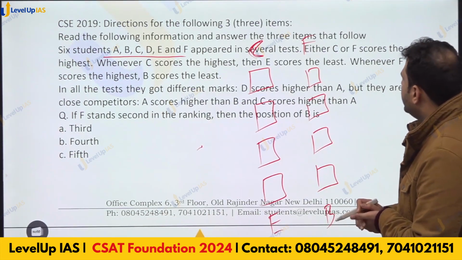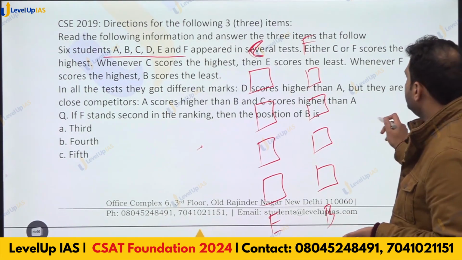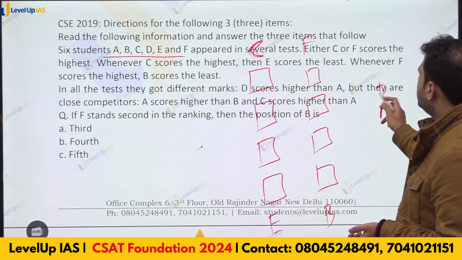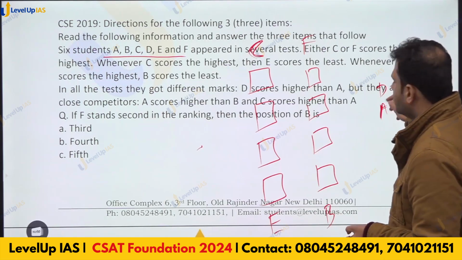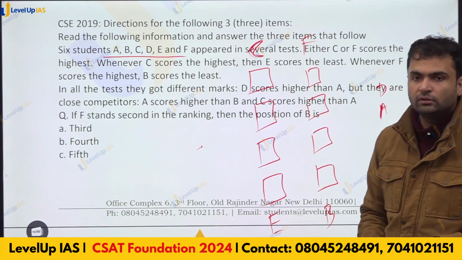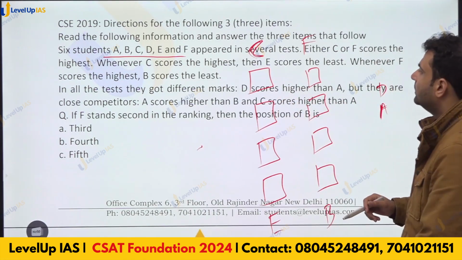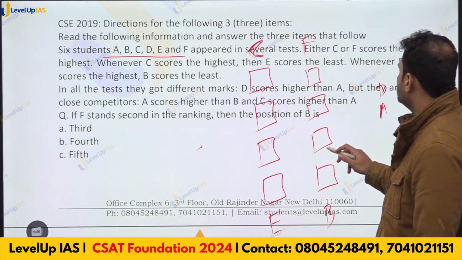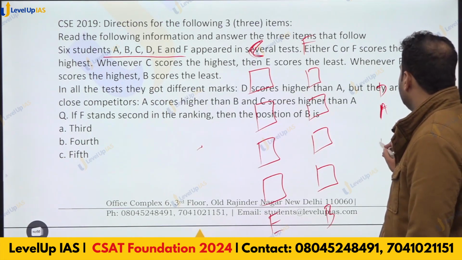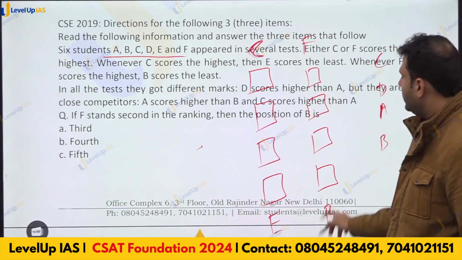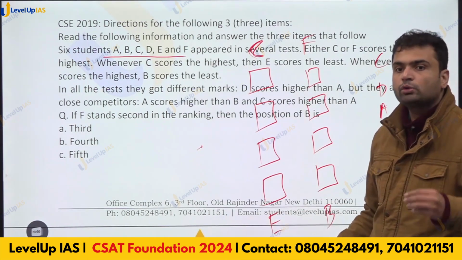D scores higher than A. Fine. D scores higher than A. But they are close competitors. Close competitors means they come immediately after each other. So D comes just above A. A scores higher than B, and C scores higher than A, meaning C is always above A and above D as well, because A and D are close competitors.